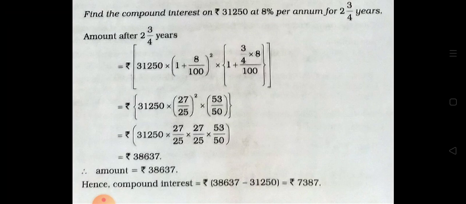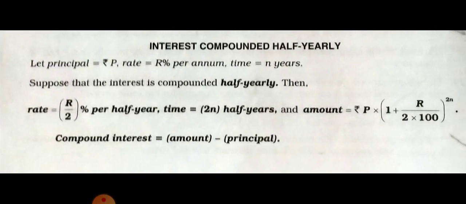Now the compound interest will be amount minus principal. The principal is 31,250. So when it is subtracted from 38,637, the compound interest you get will be 7,387. This will be the compound interest. Now let's see the next one.